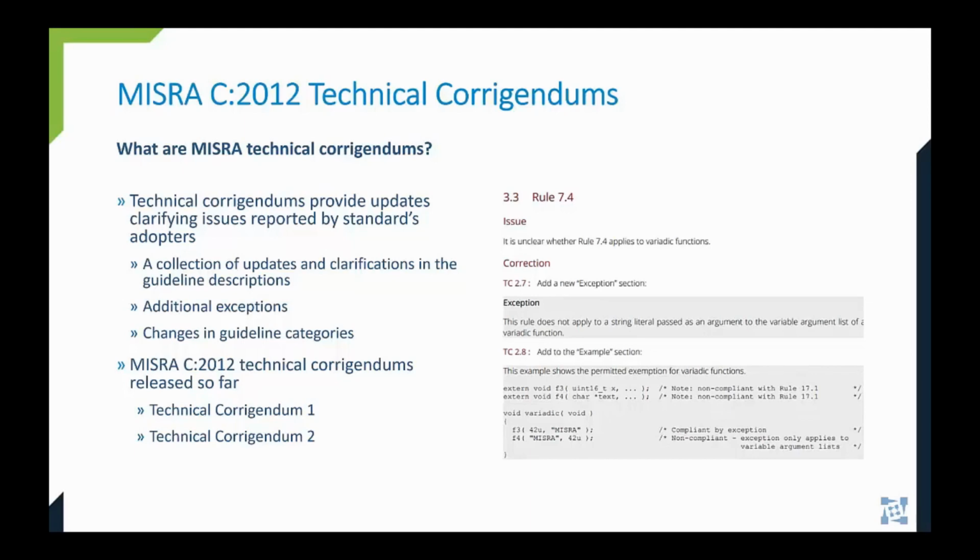So we are talking here about minor fixes in the guidelines text, as well as essential clarifications related to, for example, guideline application, like an explanation of whether a rule applies to variadic functions or not. So far, for MISRA C 2012, we had 2 corrigenda released. The last one was published in March earlier this year. The content of the technical corrigenda is typically integrated into subsequent revisions of the standard.